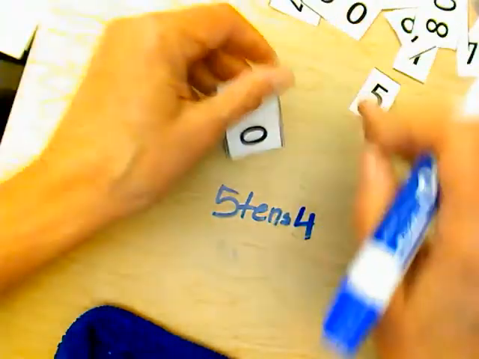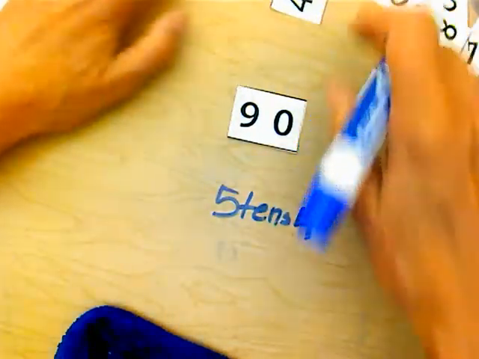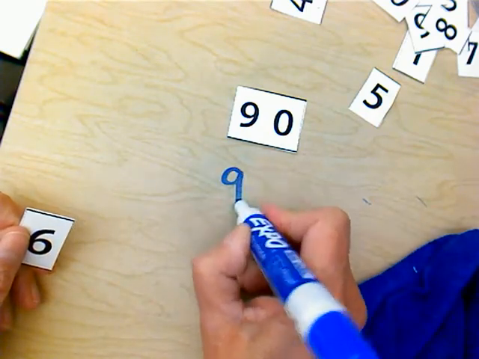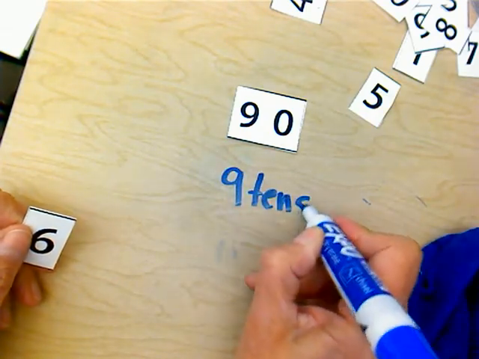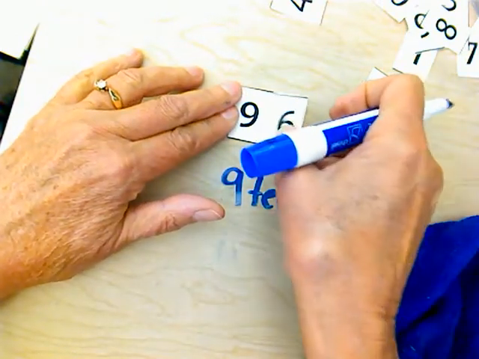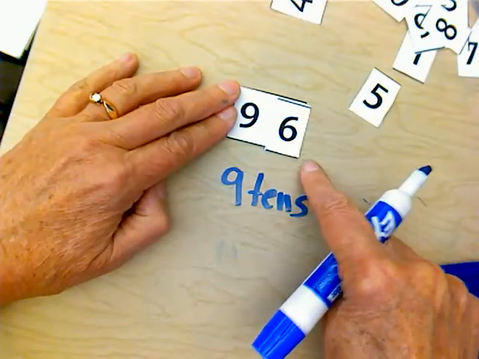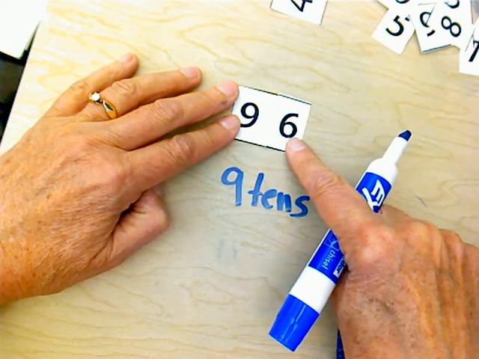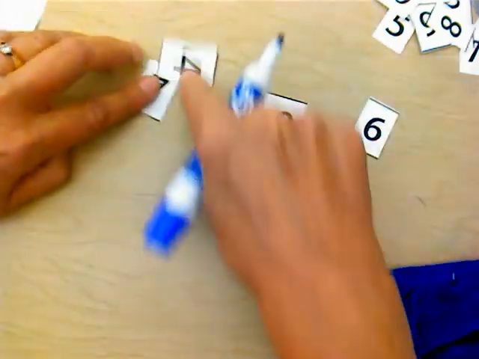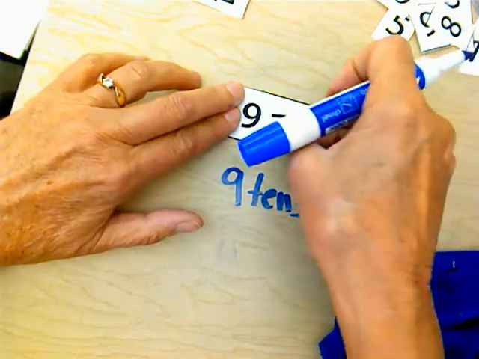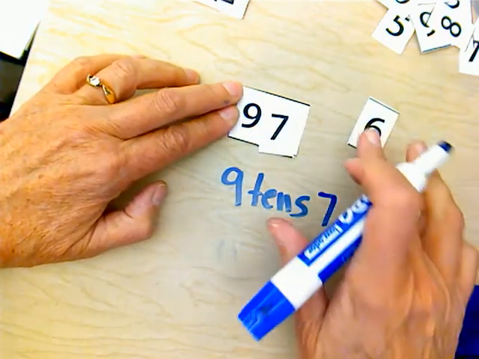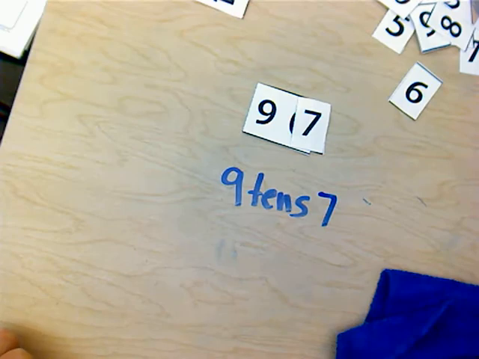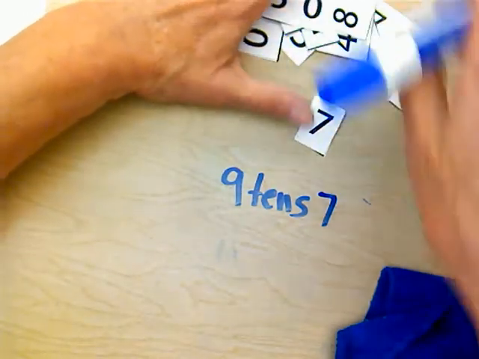Let's try 90. 90, that would be 9 tens, and 6 would give me 96. 9 tens and 6 more gives me 96. What about 9 tens and 7? 9 tens and 7 would give me 97. All right, so that worked out very nicely.